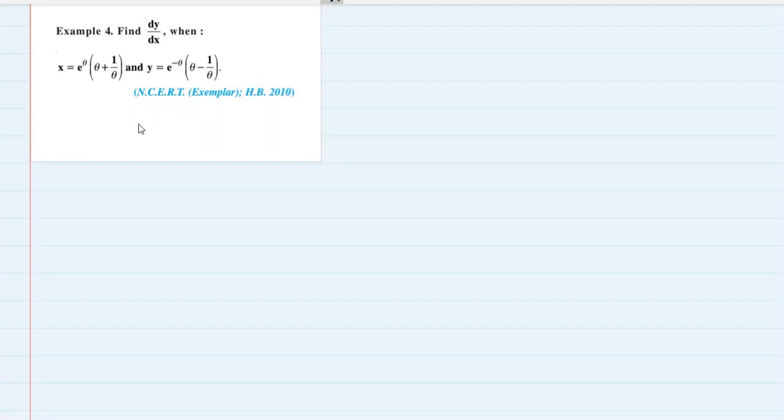Okay, so we have the next question, dy by dx we have to find, and x is equal to e raised to theta bracket theta plus 1 by theta, and y is equal to e raised to minus theta bracket theta minus 1 by theta. So definitely we have parametric equations in terms of theta, theta is our parameter. So first we'll find dx by d theta. That is d by d theta of x.